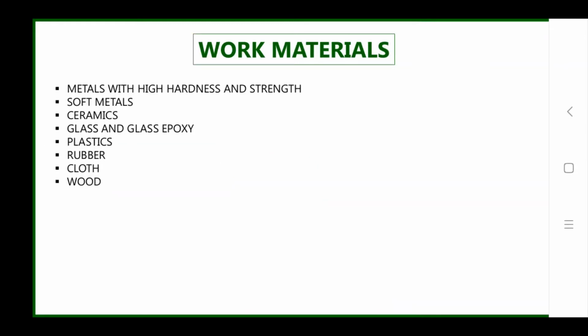Now which kind of work material can we machine using this LBM? Metals with high hardness and strength we can machine through this LBM. Again soft metals, ceramics, glass and glass epoxy, plastics, rubber, cloth and wood also we can machine using this LBM.